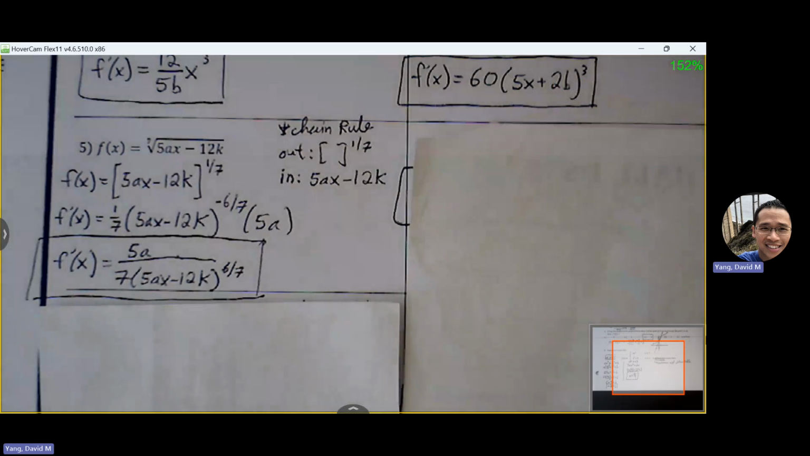Outside's derivative, 1/7 parentheses to the -6/7. Inside's derivative, 5ax becomes 5a, the 12k just goes away. And then we just clean this up, try to get it down to one fraction.